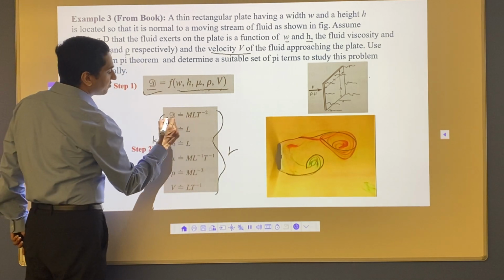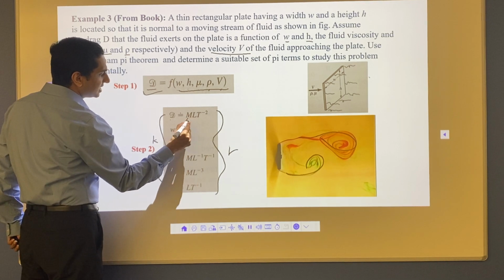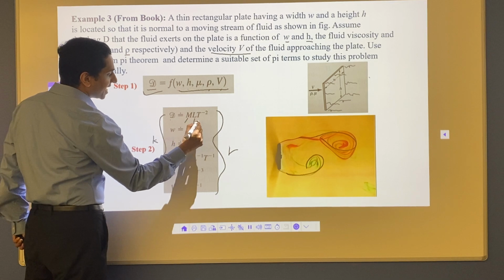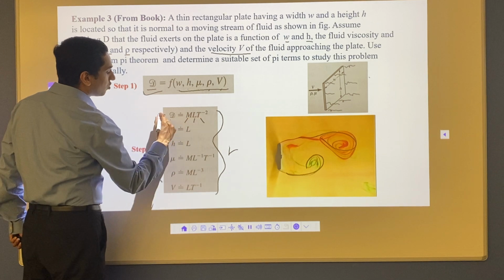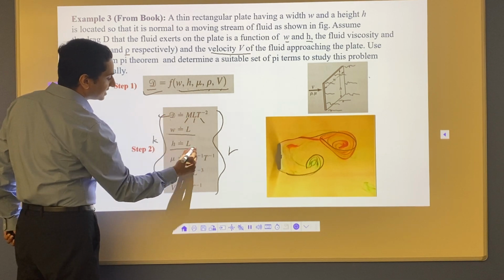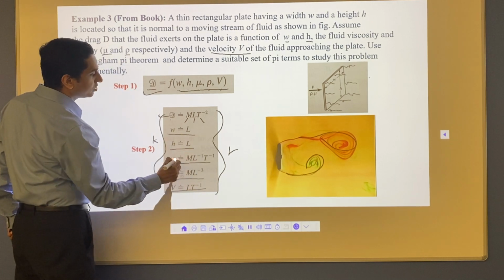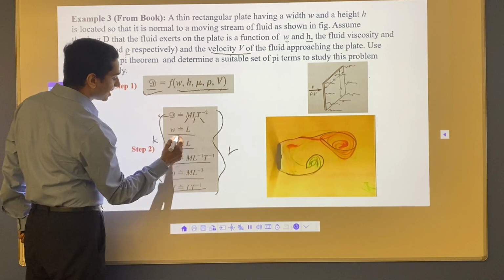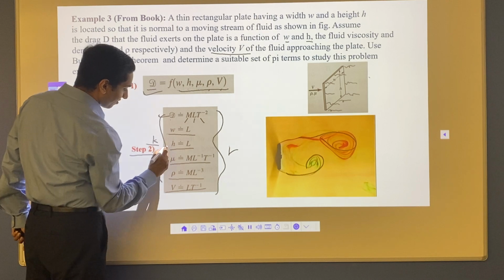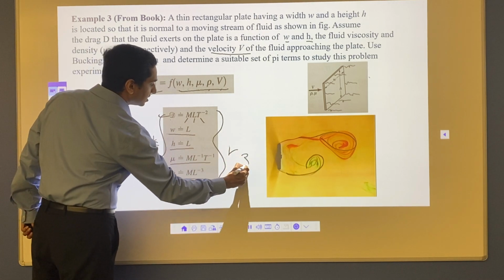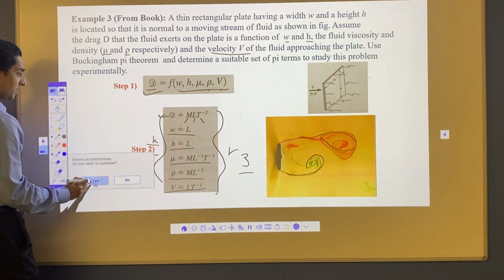So this one is force. Force is kilogram meter per second square. Here kilogram is mass, meter is length, and per second square is time. So here I have M L T to the minus 2 for force. Width is length, height is length, then viscosity, density, velocity. Get their dimensions and put them into MLT form, mass, length and time, and that's your step 2. The number of K terms is 6, the number of R terms is 3, and you're ready to go for step 3.